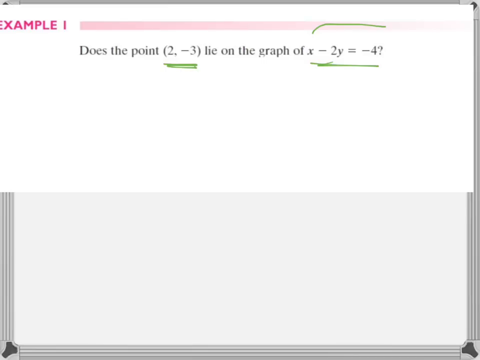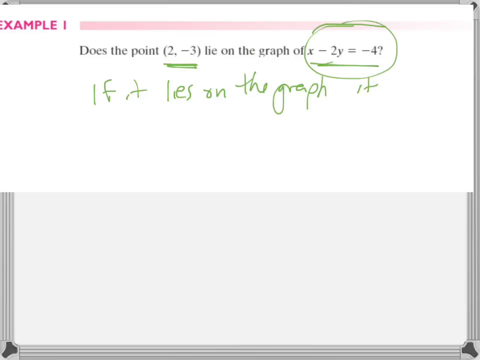So if this point (2, -3) lies on the graph of x minus 2y equals -4, if it lies on the graph, it must be a solution. This is the logic. If it lies on the graph, it has to be a solution to the equation. It has to be a solution, because if it weren't on the graph, then it wouldn't be a solution. We just went over that. Everything on the red line was a solution to the equation x plus y equals 6. Everything that wasn't on the line was not a solution.